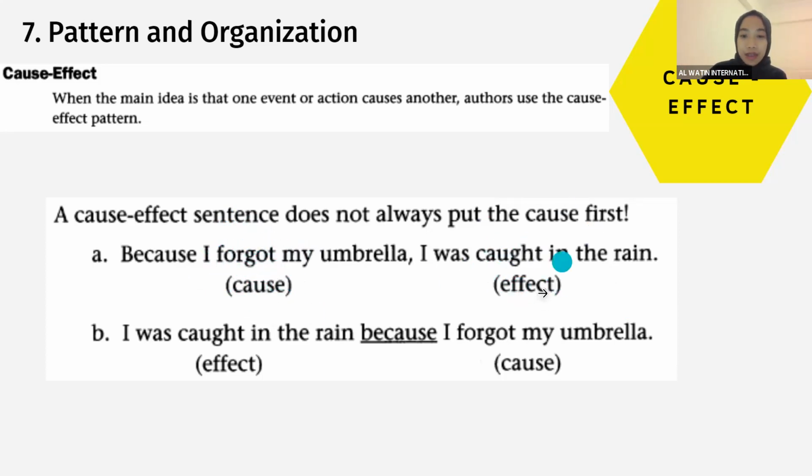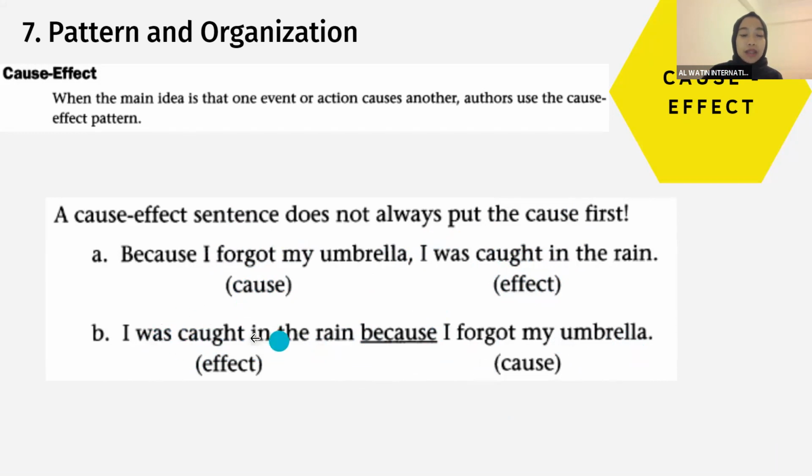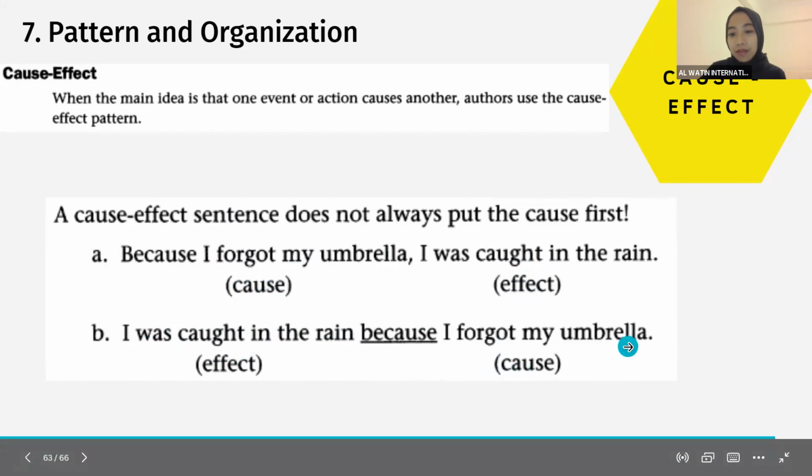This is the effect, the result. Okay, we can also write it the opposite way. For example, I was caught in the rain because I forgot my umbrella. I was caught in the rain. I got wet outside because I forgot my umbrella.